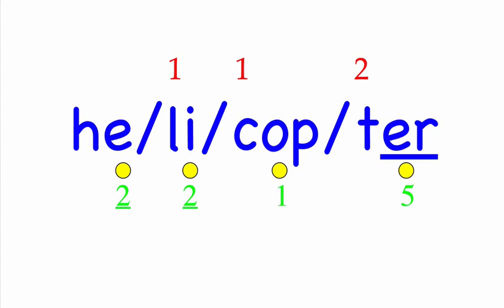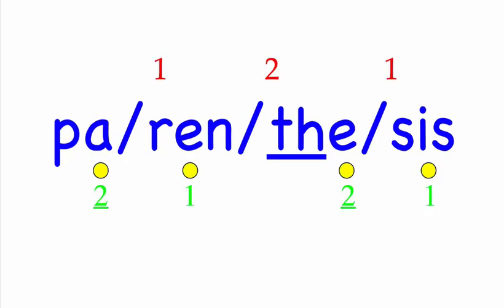Parenthesis. Parenthesis refers to a punctuation mark. Pa, two sounds, p, a. Ren, three sounds, r, e, n. The, two sounds, th, e. Sis, three sounds, s, i, s. Parenthesis. Mark the word.